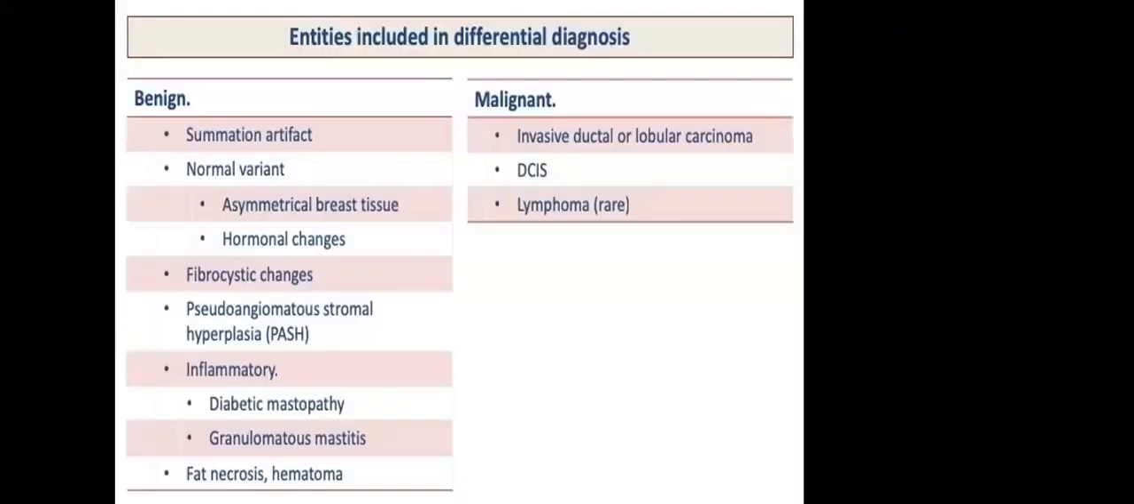Okay, just to review what we have said, the entities including the differential diagnosis of asymmetry. If it is benign, the common causes are summation artifact, normal variant including asymmetric breast tissue or hormonal changes, fibrocystic changes, pseudoangiomatous stromal hyperplasia, inflammatory, diabetic mastopathy, granulomatous mastitis, or fat necrosis, hematoma. If it is malignant: invasive ductal, lobular or mixed, DCIS, lymphoma, and rarely mucinous and tubular carcinoma.